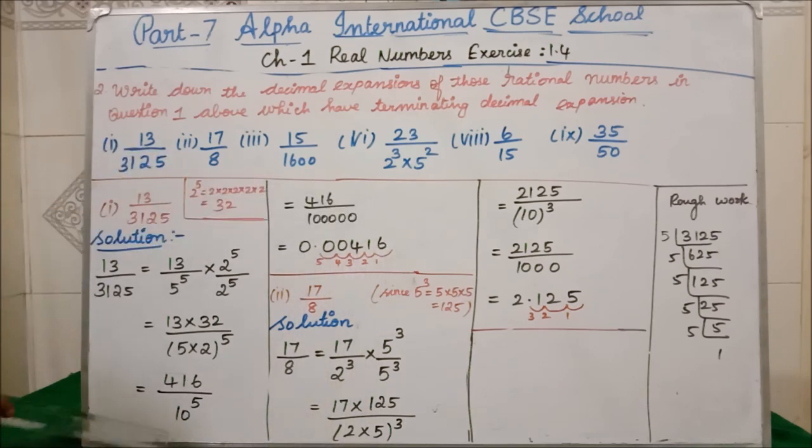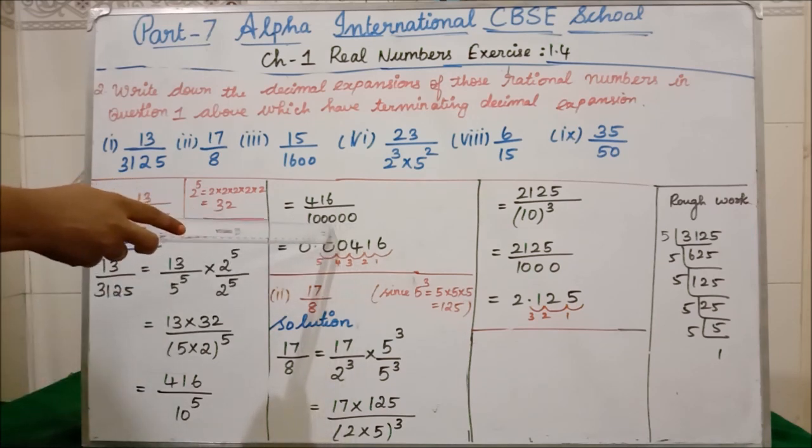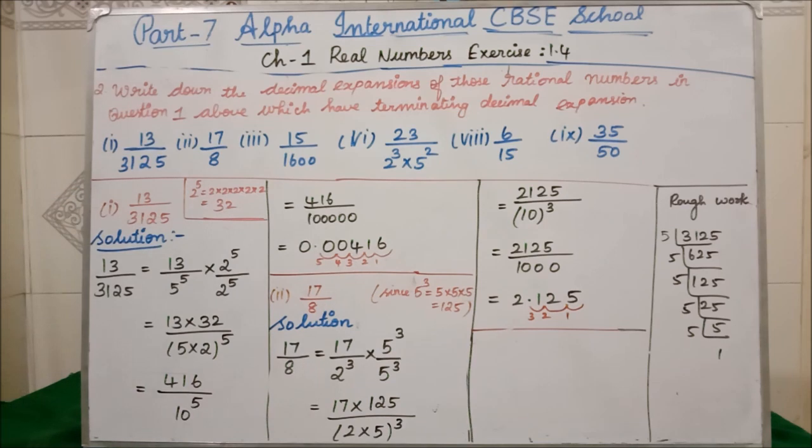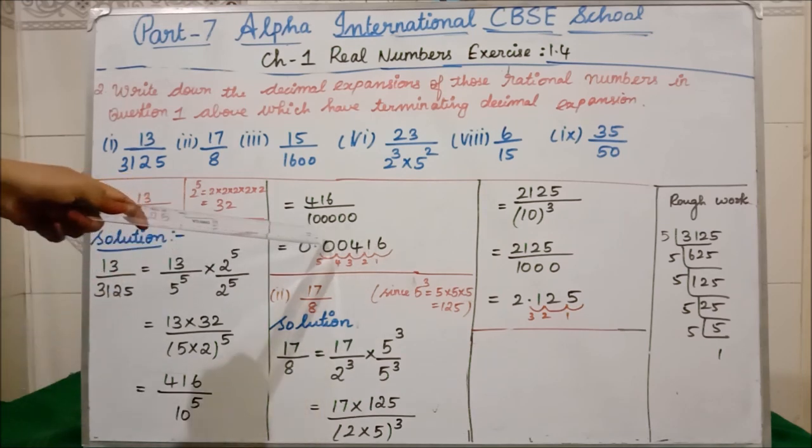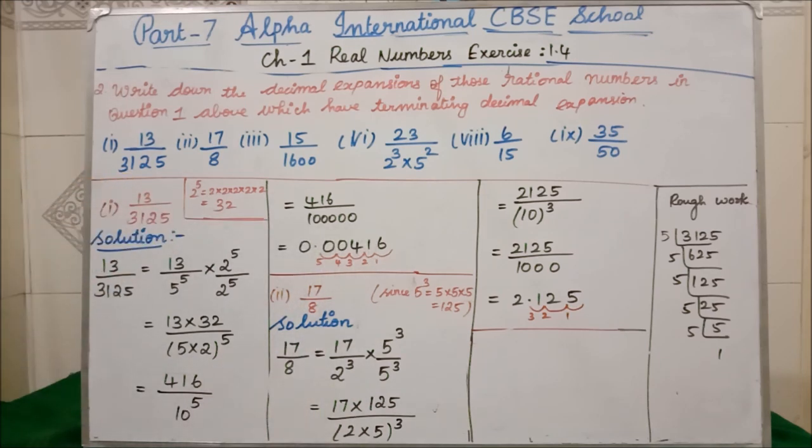The next step: 10 to the power 5 means what? 416 divided by, however many the power is, that many 0s you have to put. Since we have power 5, 1, 2, 3, 4, 5, 5 zeros we are going to put. Because 10 square means 100, or 10 into 10. Square means we write 2 zeros. Like that you think. Okay, since we have power 5, put 5 zeros and put 1. So we have to divide.